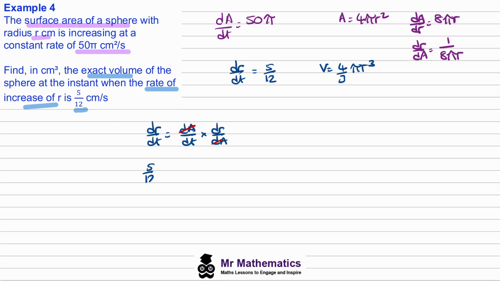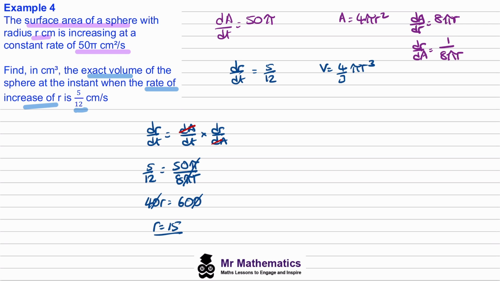So 5/12 will equal 50 pi multiplied by 1 over 8 pi r, or we can write that as a division. We can cancel out the pi's, then we'll move the 8r over to the left hand side, we get 40r. We'll move the 12 over to the right hand side and we get 600. We can divide both by 10, so r will equal 15.